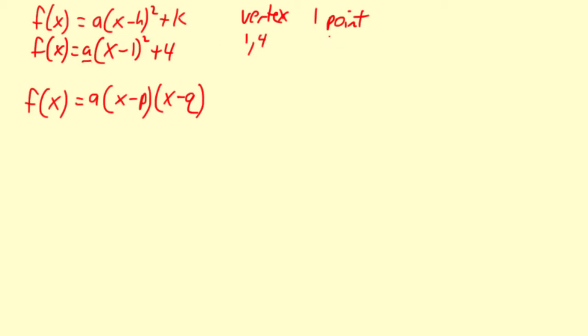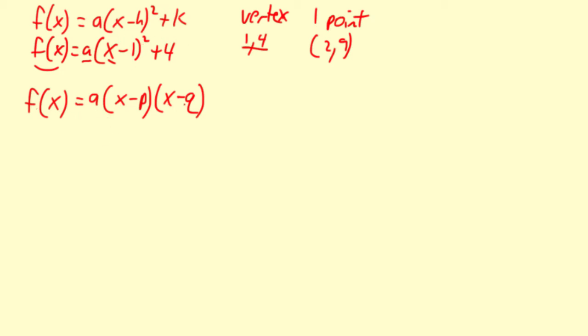But if I have a coordinate, like say I have the coordinate 2 and then 9, I can substitute the 2 for x, the 9 for the output f of x, and then I can solve for a. So when you're solving for a quadratic function in vertex form, if you know the vertex and one point, you can write the equation.